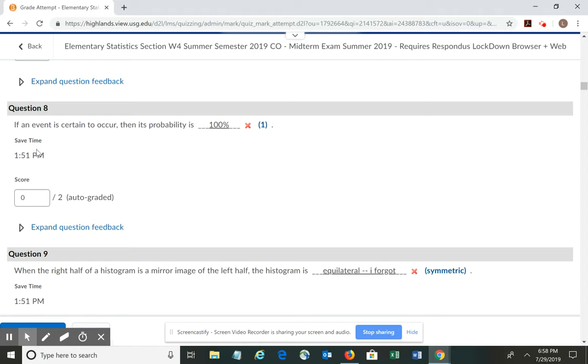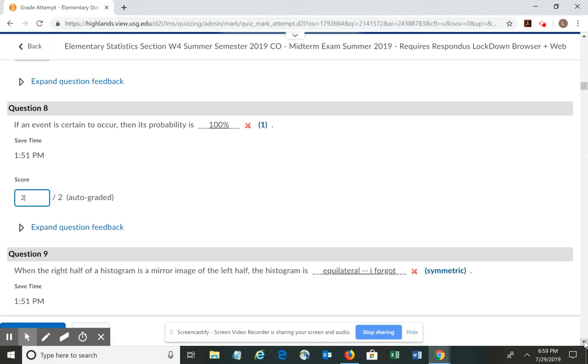But when I get to question 8, it says if an event is certain to occur, then its probability is 100%. Now, that's actually a correct answer. The way it's programmed in the computer, though, we were looking for the answer of 1. But 1 or 100% is acceptable. So I really need to give her credit for that question. So we're in the score box. I'm going to click in the box, delete the 0, and put a 2, because that's the number of points it's worth.